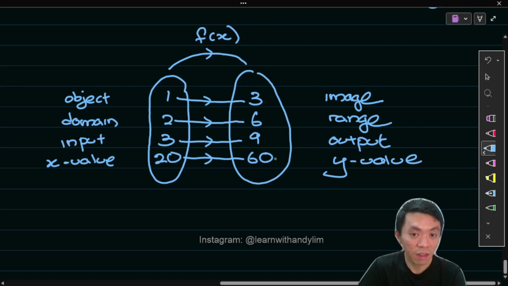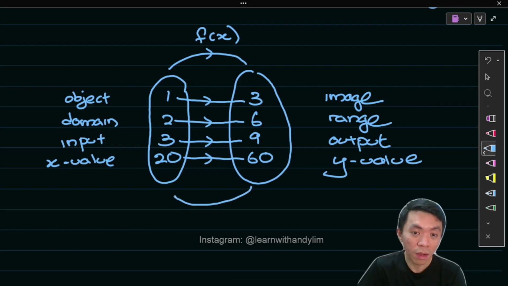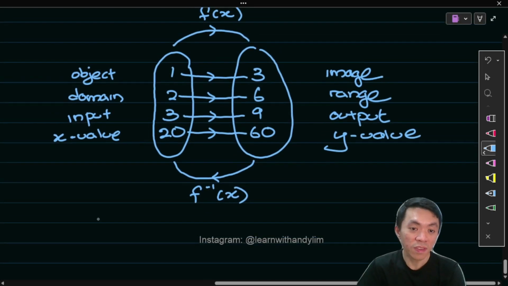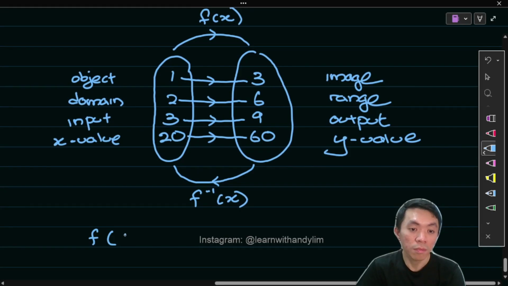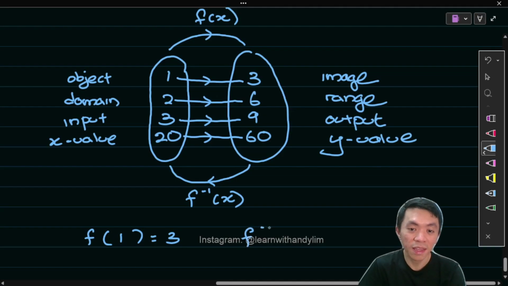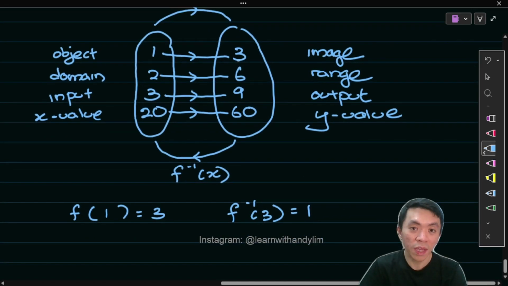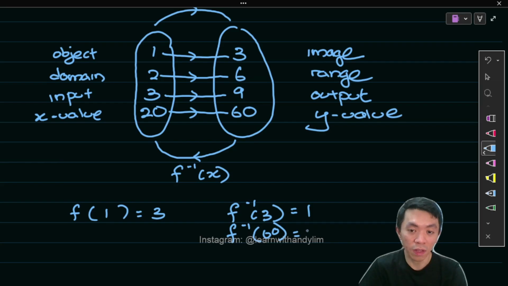When dealing with inverse function, we are basically doing the reverse right here. So instead of writing like this, I can write this way. You can see here, if I were to utilize my inverse function by putting in the y value, I'm gonna get the x value right here.